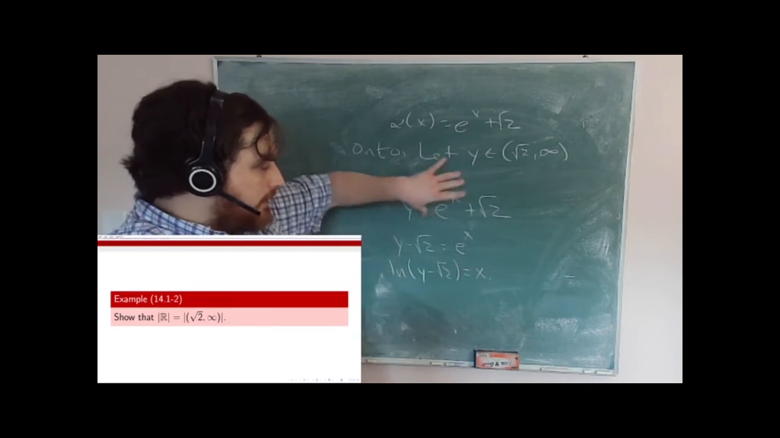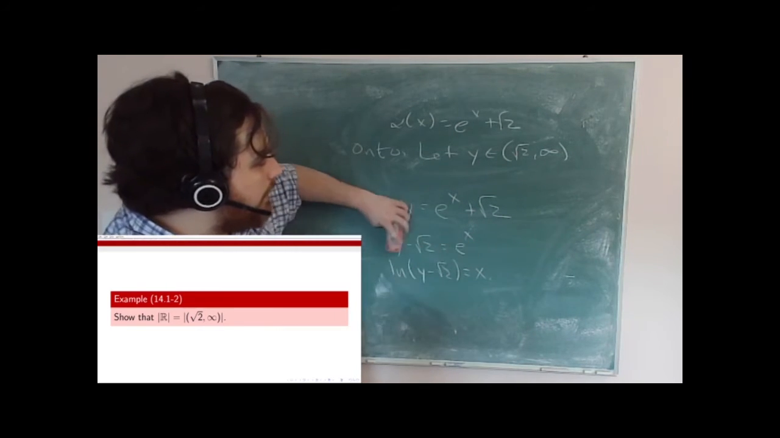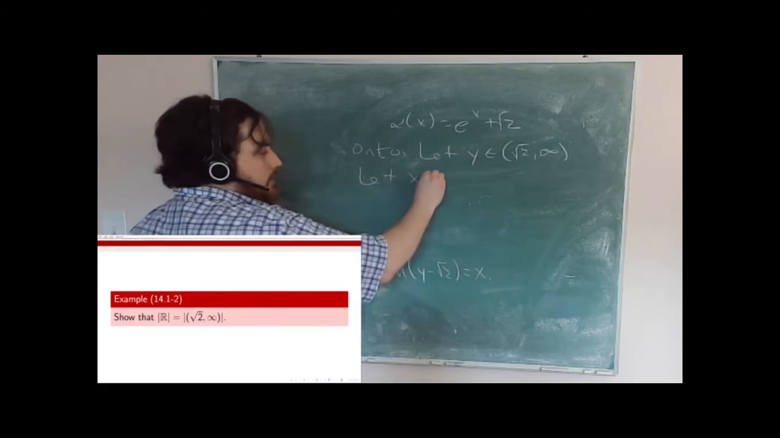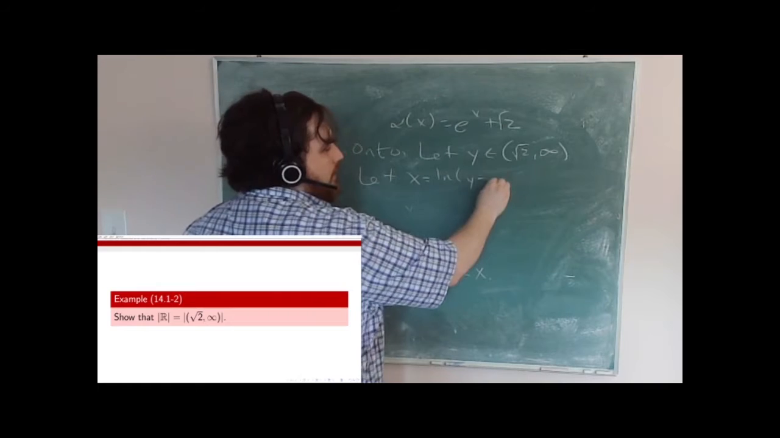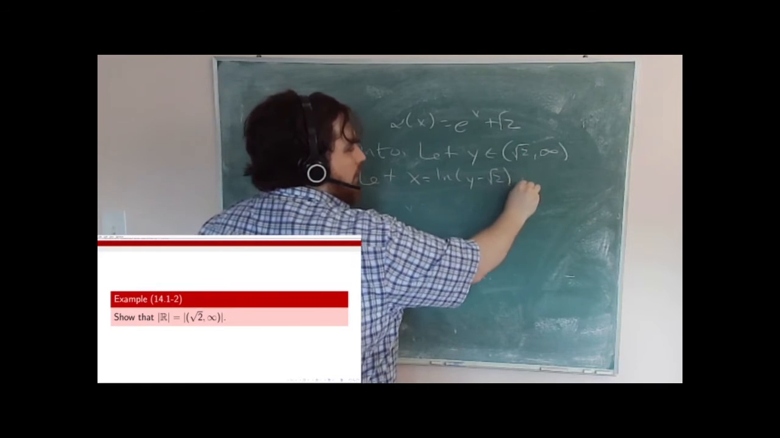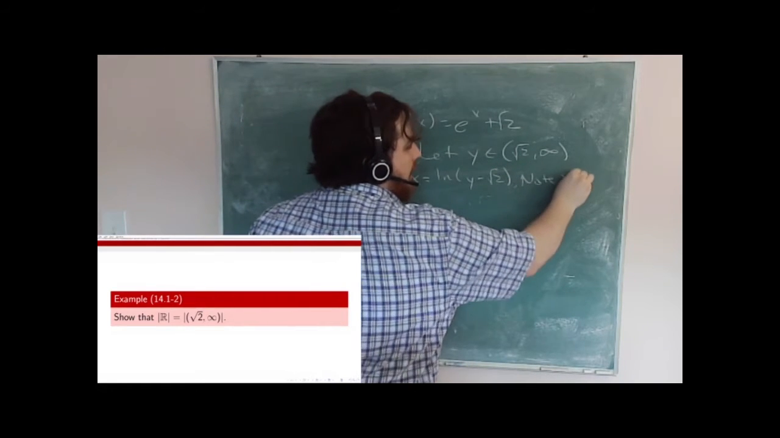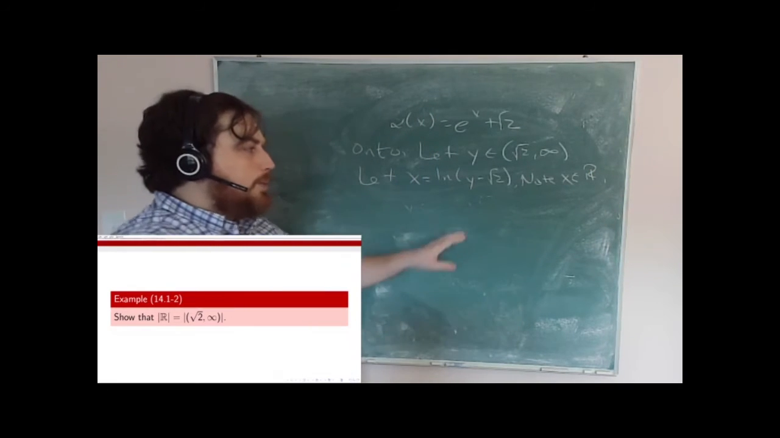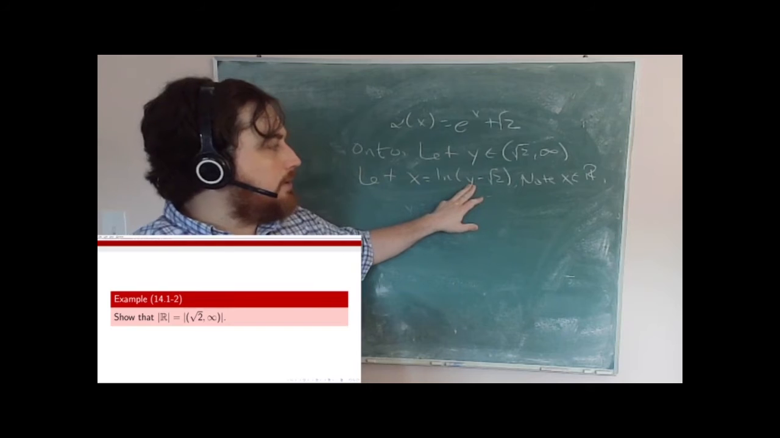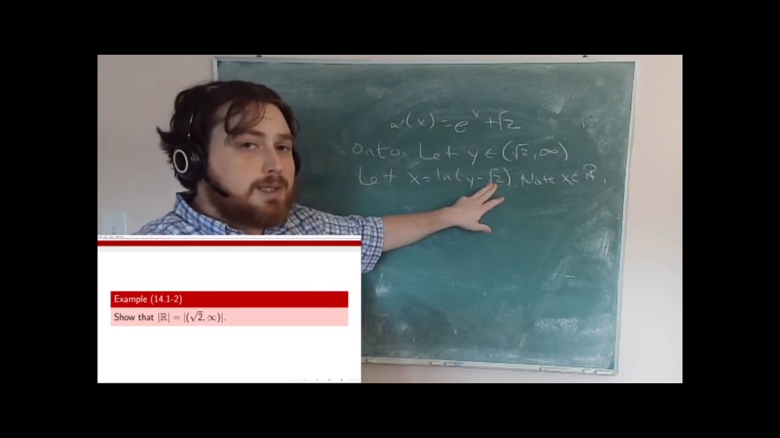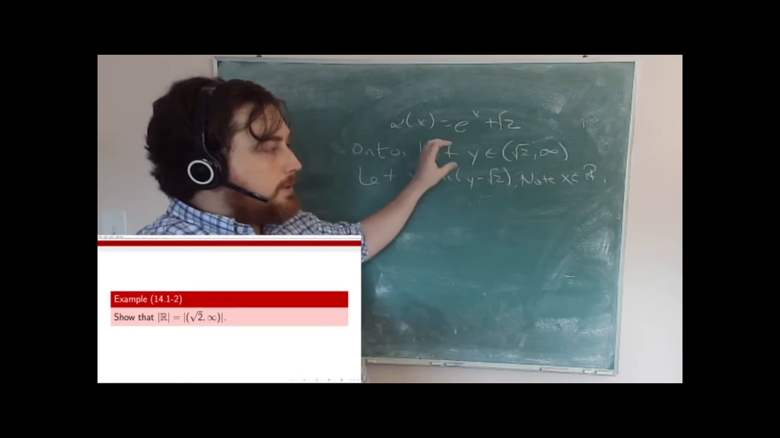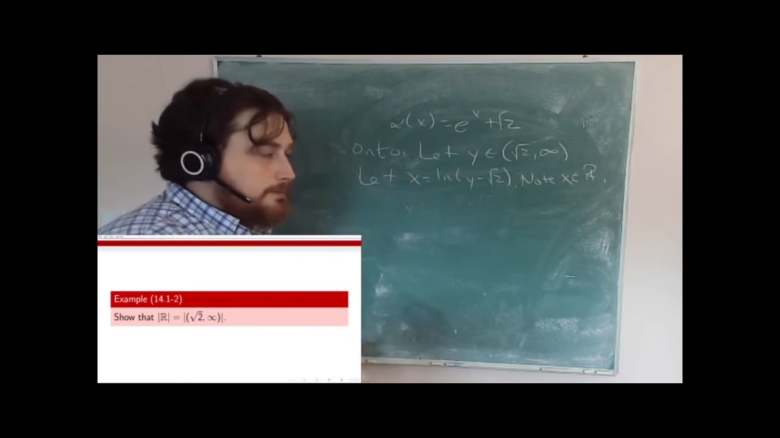Now, as I said, this is side work. So as part of my proof, I would say, let x equal natural log of y minus the square root of 2. Note, x is a real number. We want to show that that's in the domain, and it's a real number because if I take something bigger than the square root of 2, minus square root of 2, I'm still positive. I can take the natural log of a positive number, so this is well defined, so it is a real number.